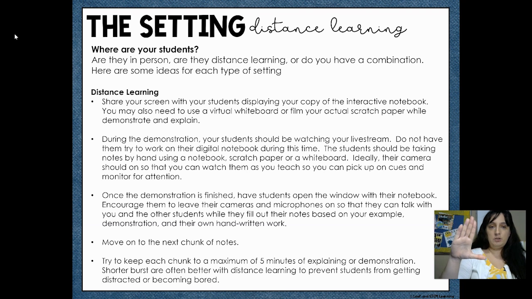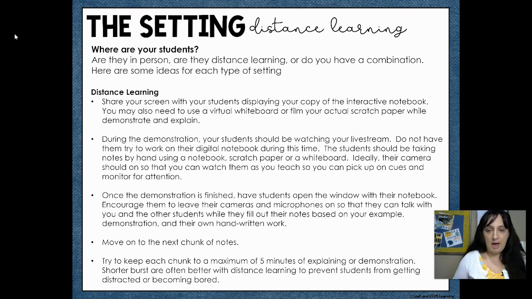share your screen with your students while you are either working live on your copy of the digital notebook, or displaying a virtual whiteboard, or maybe even filming your actual scratch paper with your phone. There are a lot of creative things out there for how teachers are delivering virtual live stream lessons. While you're live streaming, your students should not have their digital notebook open. Have them watch you. Have them focus on you.